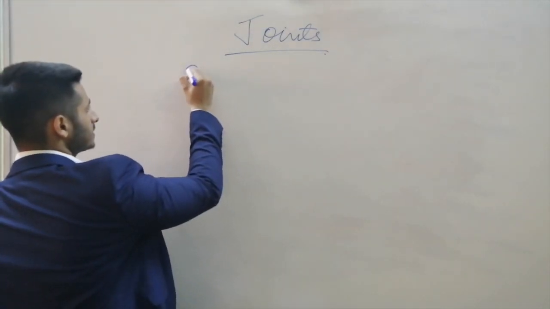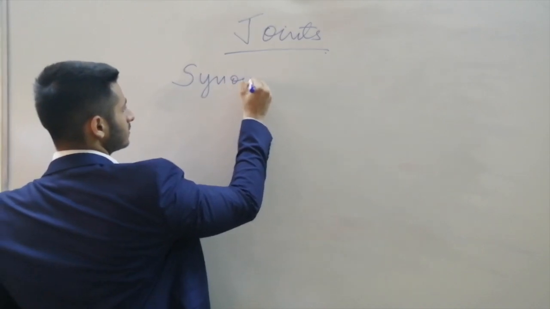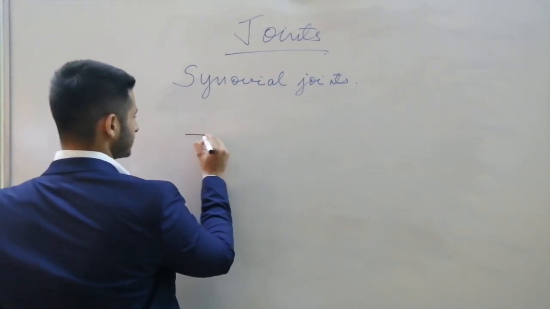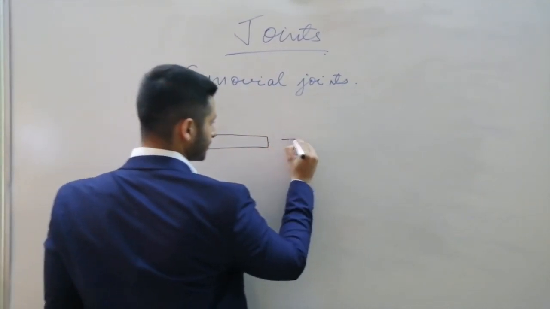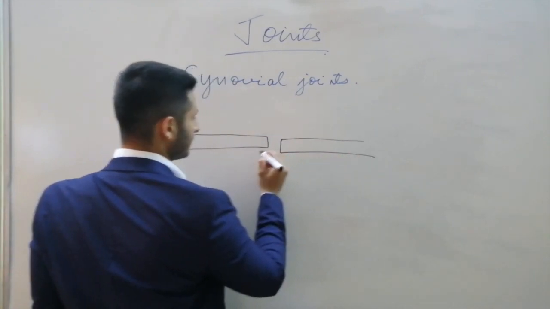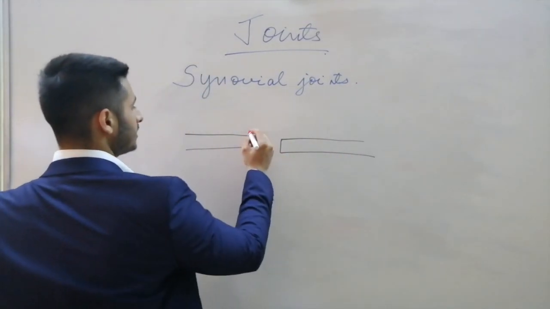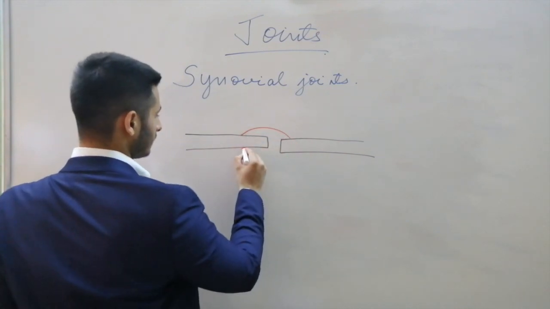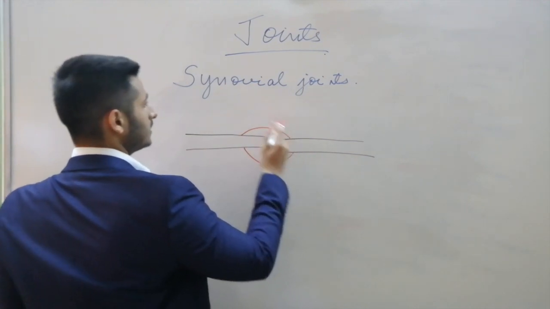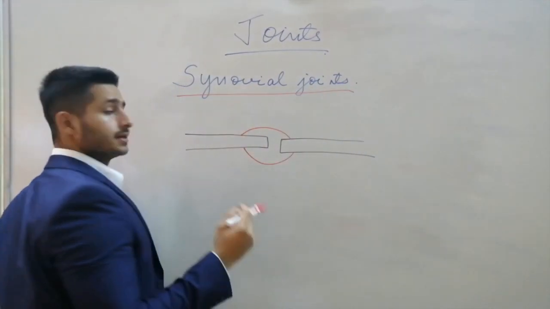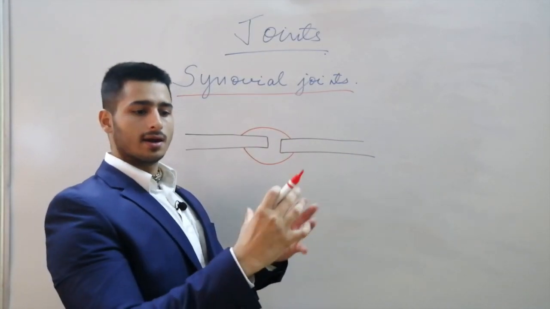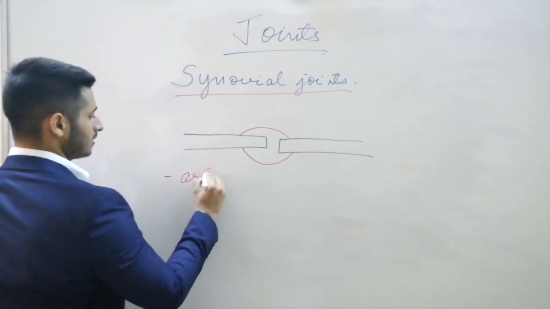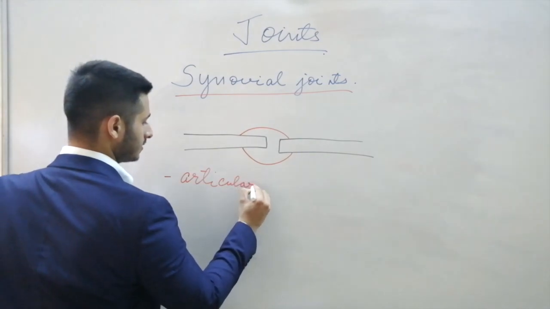The first category is synovial joints. Synovial joints are joints in which the skeletal elements are separated by an articular cavity. The first characteristic of synovial joints is that they're separated by an articular cavity.